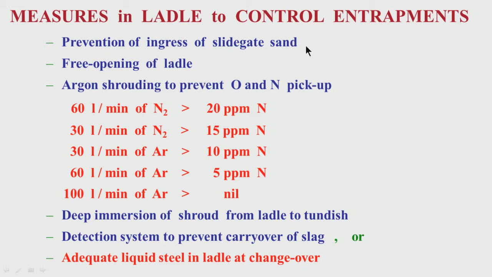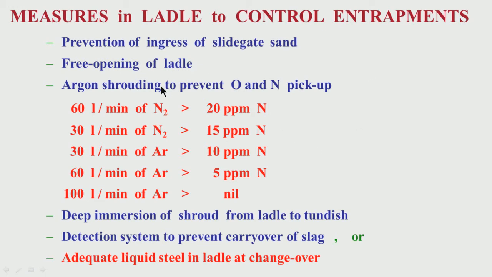Now, I have discussed the ingress of slide gate sand when we are opening the ladle during teeming. This is important, this has to be prevented. The ladle should be free open, that means no oxygen lancing will be necessary. We have to be very careful about that. That is why the proper quantity and proper characteristic of slide gate sand is very important. This helps in free opening of the ladle. Free opening is a requirement, because if there is no free opening, then you have to use poking, you have to use oxygen lancing. In the process, some amount of liquid steel gets reoxidized, and this will contaminate some amount of liquid steel, which is again going to the tundish. So, reoxidation and renitrogenation will take place.